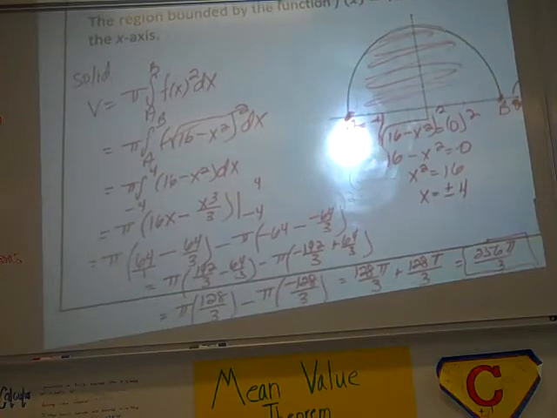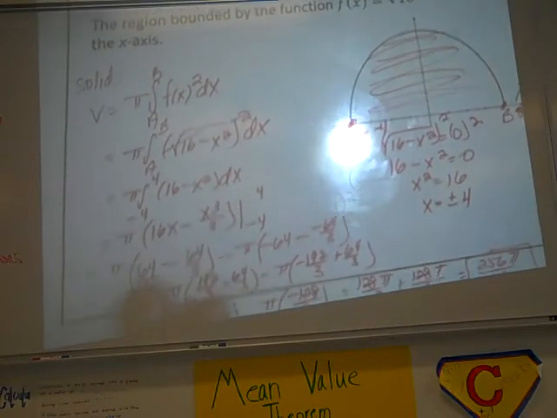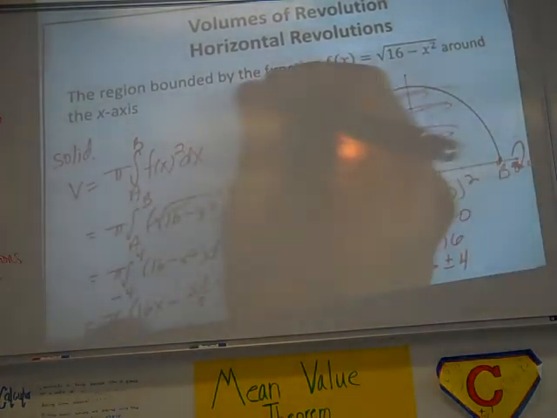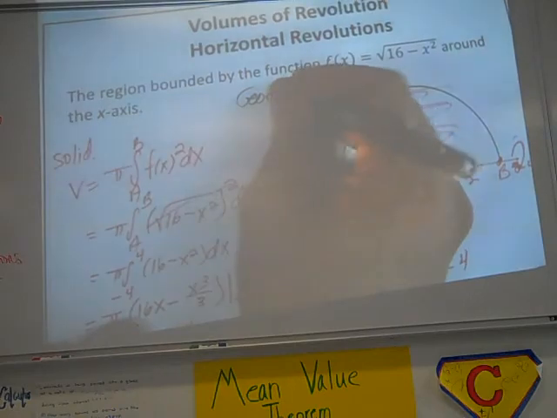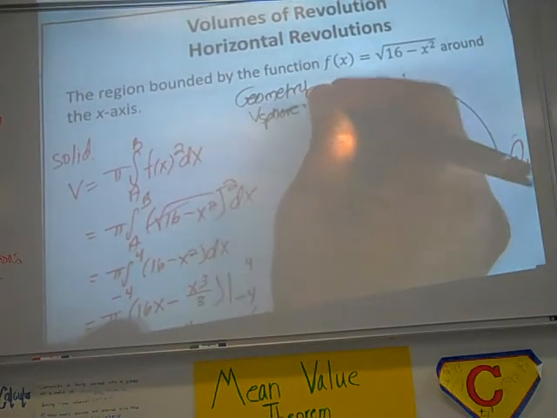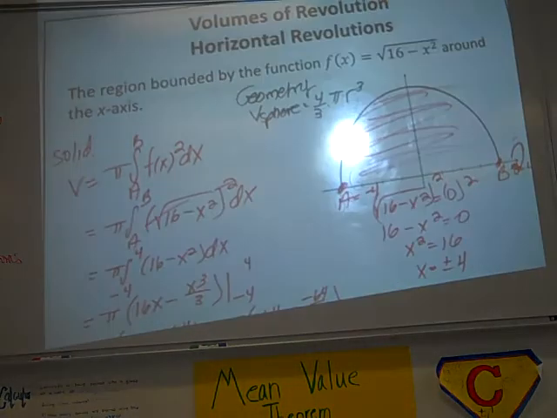That represents our volume. Now, if you're a strong geometry student, you might recall from geometry that the volume of a sphere is always 4/3 times pi times the radius cubed.